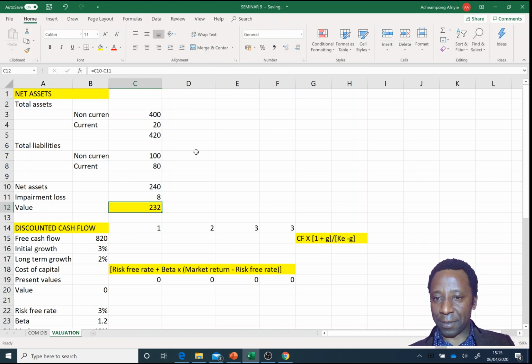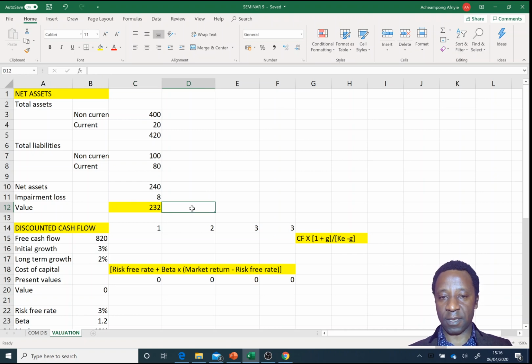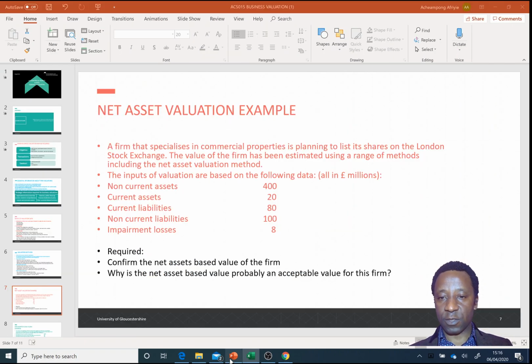And we are a bit happy because these assets have all been recognized using the fair values approach, right? Because the firm is in the investment sector where accounting standards expect us to regularly value the assets for impairment. So these values are quite close to what their readily disposable market values will be. So it could be easily agreeable that the value of the firm will be around 232 on the basis of the figures provided. So that was that.